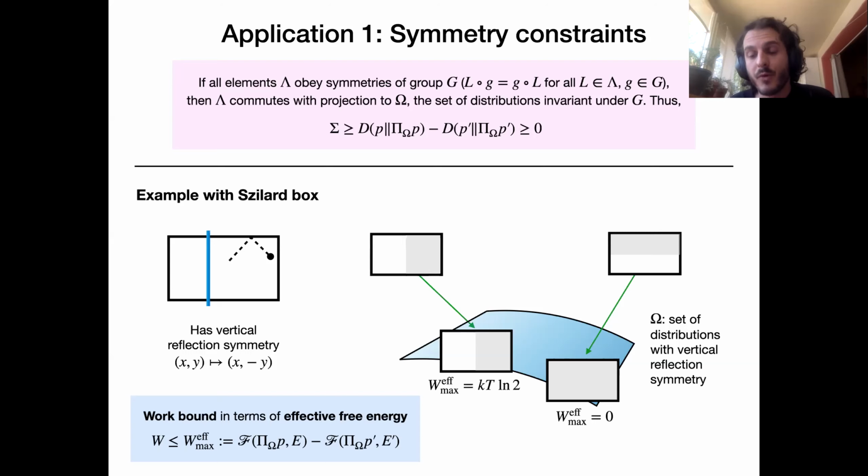So this proves rigorously that, in this simple case, there's no way to extract any work from the distribution on the right using a vertical barrier. And of course, this generalizes to all kinds of other symmetries in other setups, not just this one.